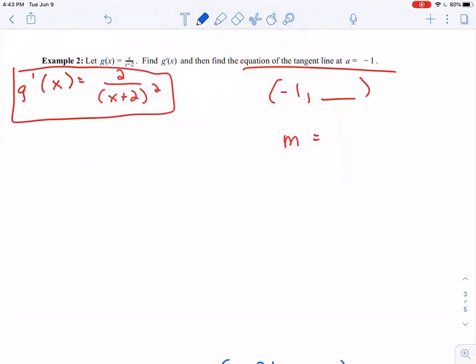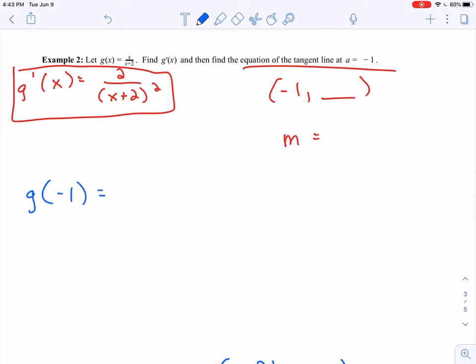So let's start with the y value. I think that's a little bit easier to find. If I want to find the y value, I'm going to look to my original function. The original function is what tells you the y value. So g of -1, I'm going to plug my x value of -1 in to find our y value. -1 over -1 plus 2. You have -1 divided by +1, which gives me a y value also of -1. So that's my y value. I still need to find the slope, though. I still need to find the slope of the tangent line.